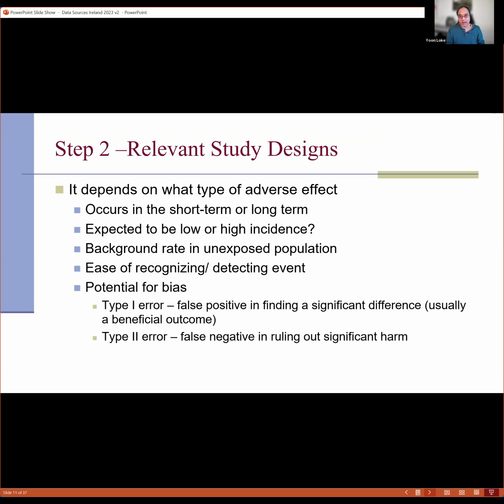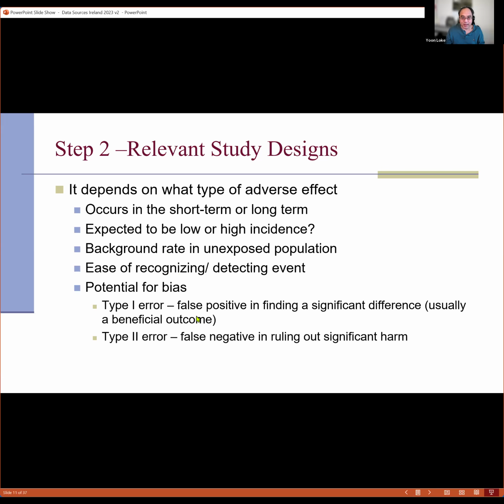Okay, so that's the first starting point. Define your adverse effects of interest, and then choose the study design that could answer the question. And some of the things you need to know is, is this something that occurs soon after starting the intervention? Or is it something that occurs 5 years down the line? Is it something to have a low or high incidence? What's the background rate? Is it easily detected or measured?